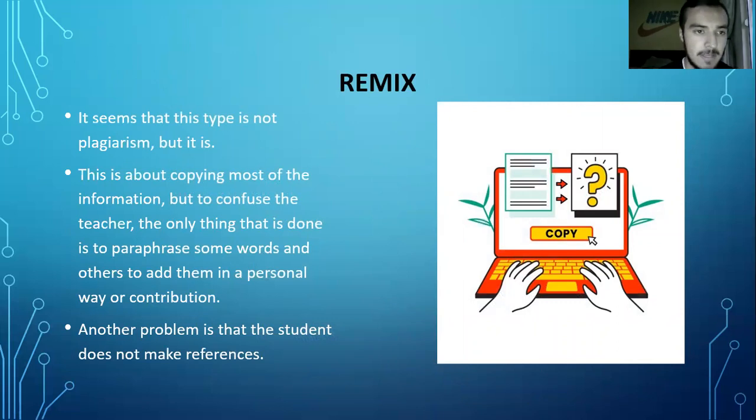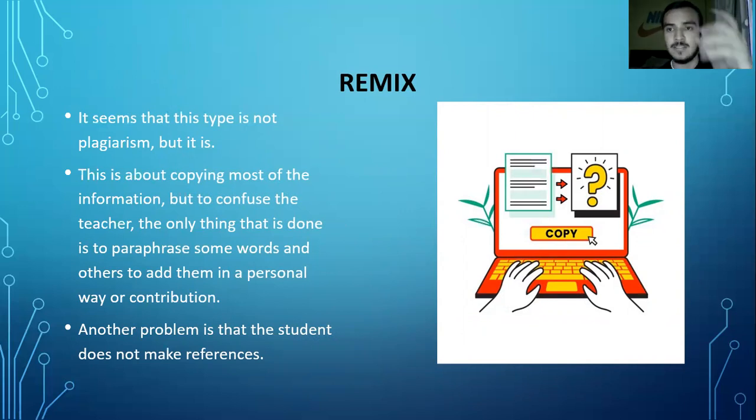Here we have remix. It seems that this type is not plagiarism, but really it is. This is about copying most of the information, but to confuse the teacher, the only thing that is done is to paraphrase some words and others to add them in a personal way or contribution. Another problem is that the student does not make references.